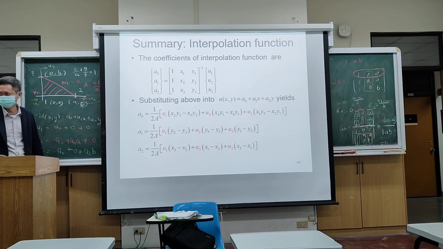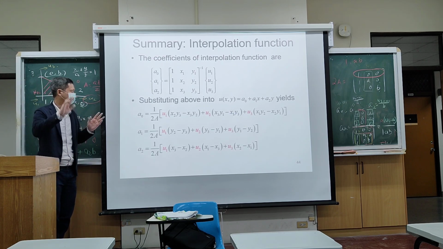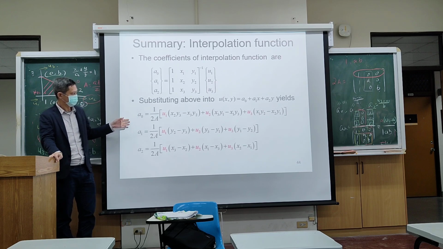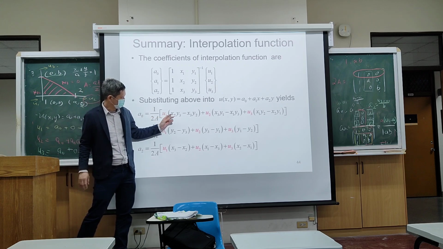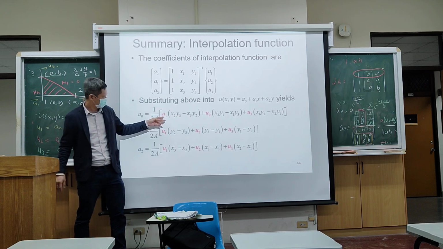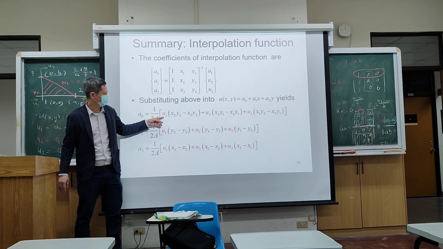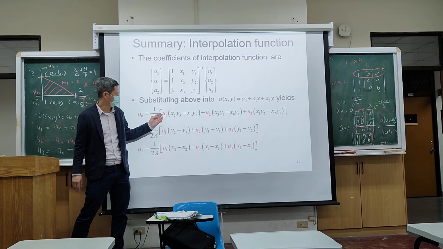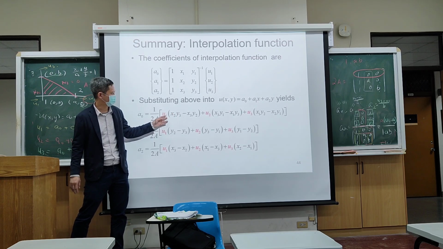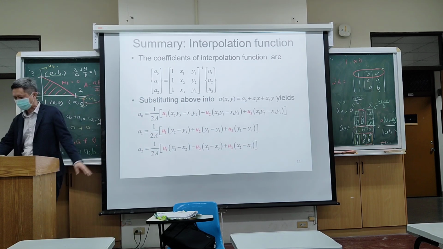If you do the inverse, the important thing you find is that the coefficients for the linear function, A0, A1, A2, are actually dependent on the nodal coordinates as well as the displacements at the 3 nodes. You can separate them so that you have U1 and its coefficient, U2 and its coefficient, U3 and its coefficient. Likewise for A1.